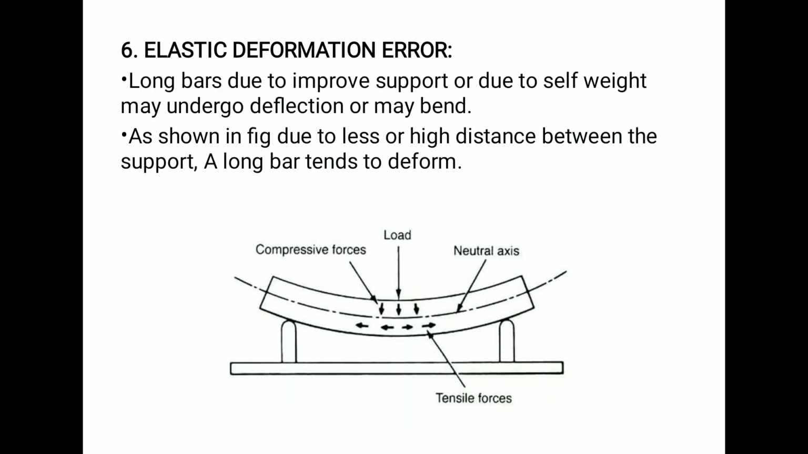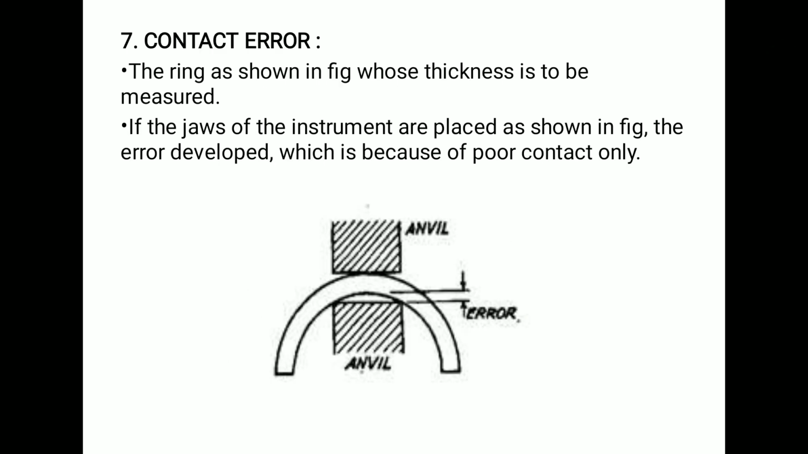Next one, the sixth one, is elastic deformation error, also called support error. Long bars, due to improper support or due to self weight, may undergo deflection or bend. As shown in the figure, due to too little or too great a distance between the supports, a long bar tends to deform. So this is deformation error.